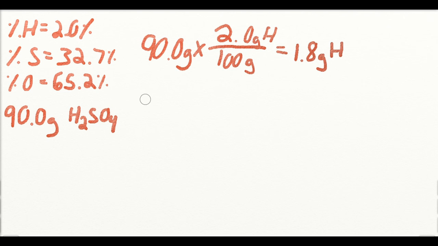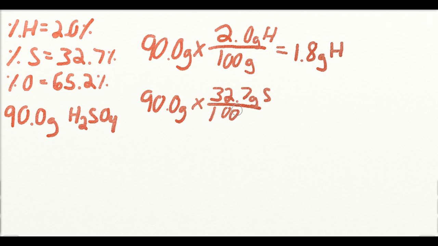Next, you just repeat for the other ones. So 90.0 grams of sulfuric acid times, then the line, then we have on top 32.7 grams of sulfur over 100 grams, because we are again assuming we do have 100 grams of this compound. So that it is 90 times 32.7 divided by 100. Your answer should be 29.4 grams of sulfur.